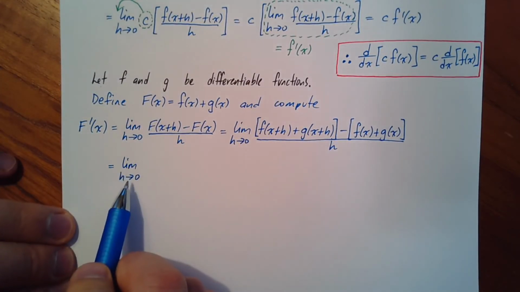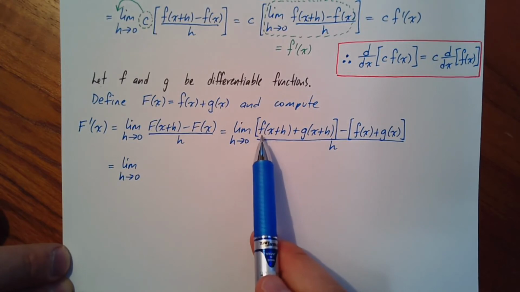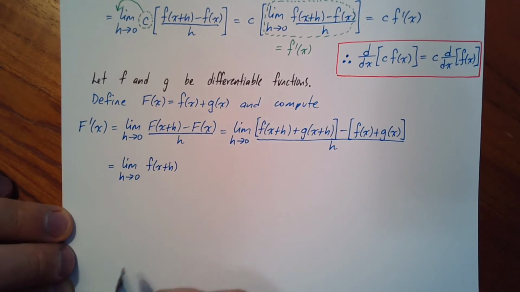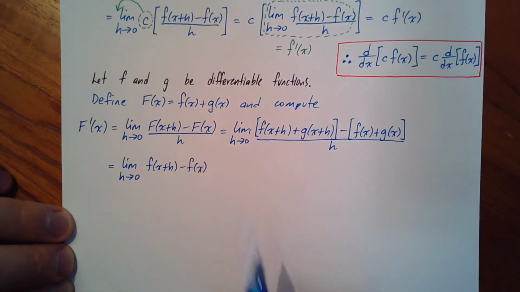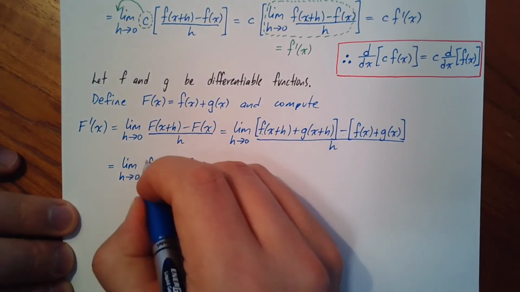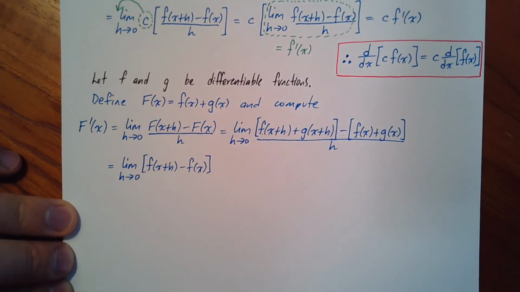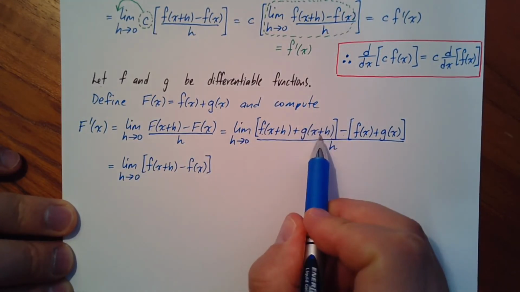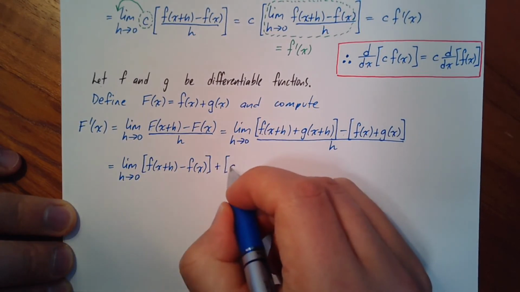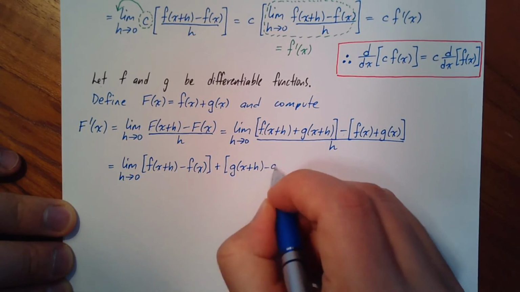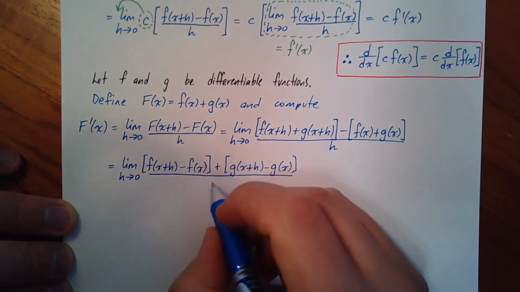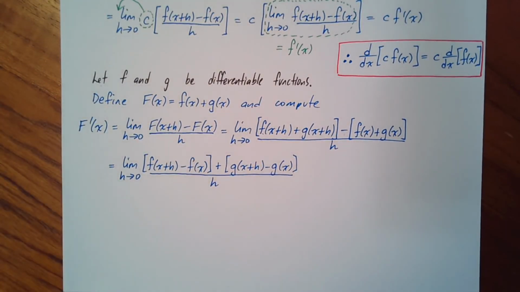So I'll get the limit as h goes to 0 still because we haven't touched that yet. And on the numerator, I'm just going to write f of x plus h minus f of x. So I'm really talking about this term, which is positive, and this term, which is negative. And then for the second two terms, I now have g of x plus h, which is positive, and then g of x, which has a negative in front of it. So I'll have plus g of x plus h minus g of x, and that's all divided by h. All right.